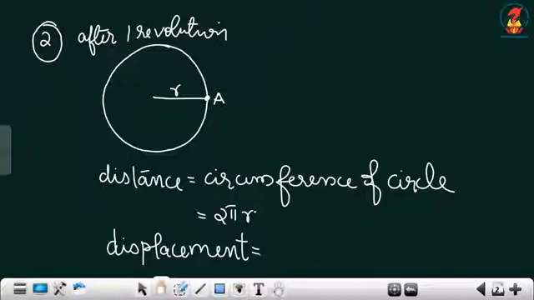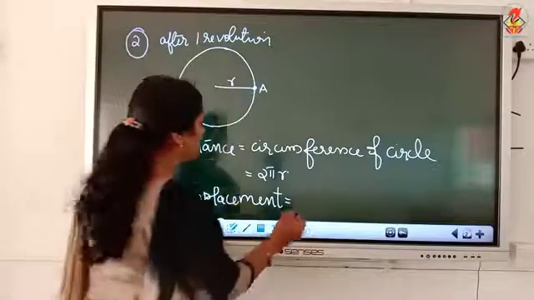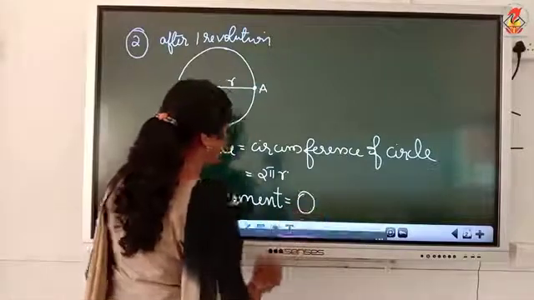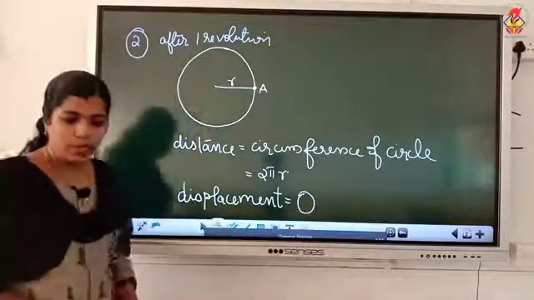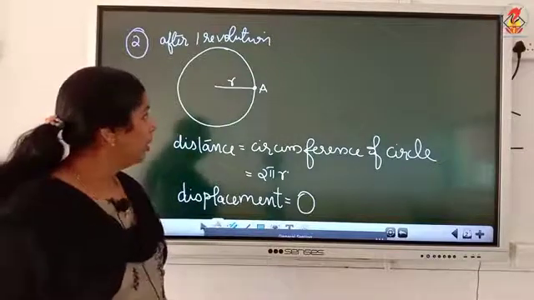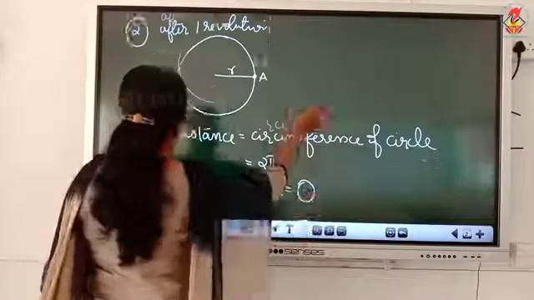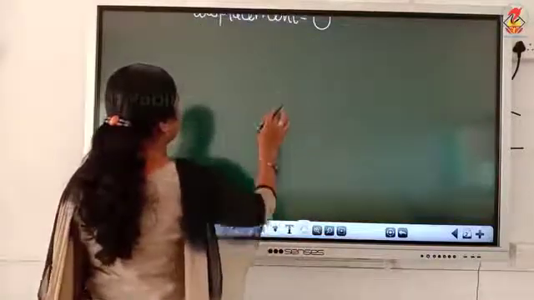Starting point is here itself, ending point also here itself. So, what's the displacement? In that case, displacement is 0. Okay. Now, one more example I will tell you. That is the third one.